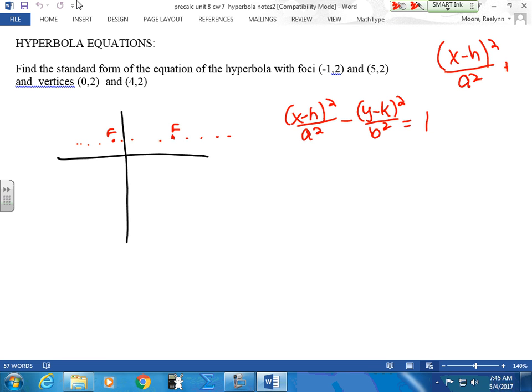Alright, so now, what can I find from my foci? I have to know the center. Can I find the center based on my foci? The average of the x's. So what would that be? -1 plus 5 is 4. Half of 4 is 2. So my center is going to be at 2. Okay, so can I put these in?